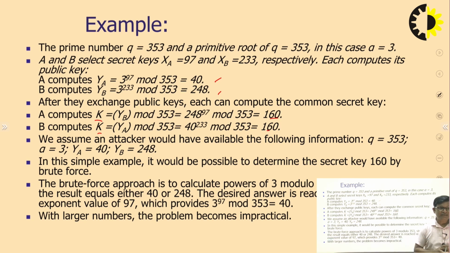The brute force approach is to calculate the powers of 3 modulo 353, stopping when the result equals either 40 or 248. The desired answer is reached with the exponent value of 97, which gives 3 to the power 97 mod 353 equals 40. So the brute force algorithm works to break this algorithm, and with larger numbers the problem becomes impractical.